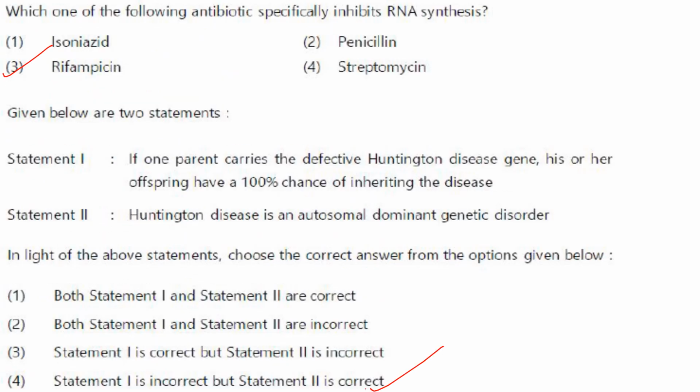Then next one. Which one of the following antibiotics specifically inhibit RNA synthesis?